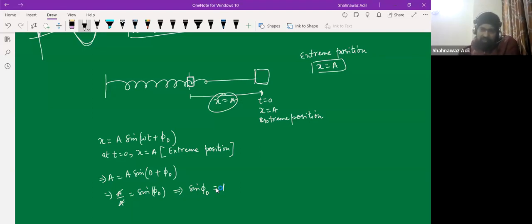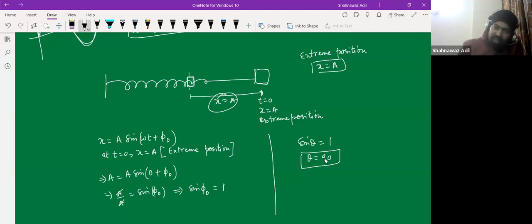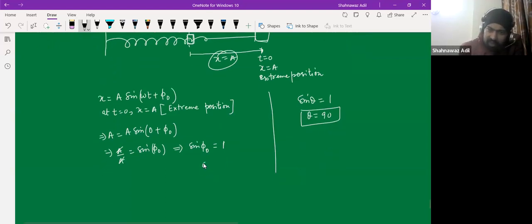For what value of phi naught is sine theta 1? When is sine theta 1, guys? At 90, sine 90 is 1, right? And sine 0 is 0. So phi naught is pi by 2.